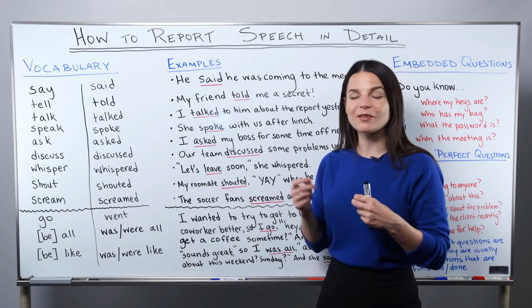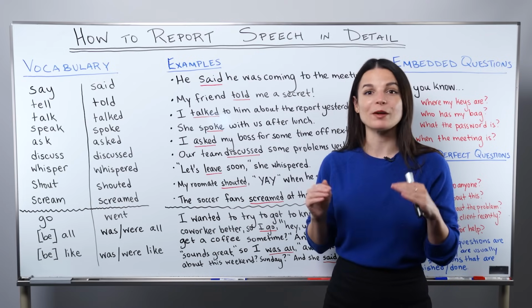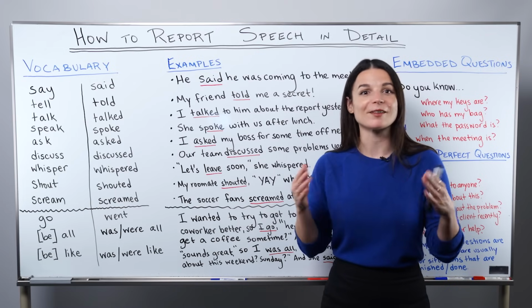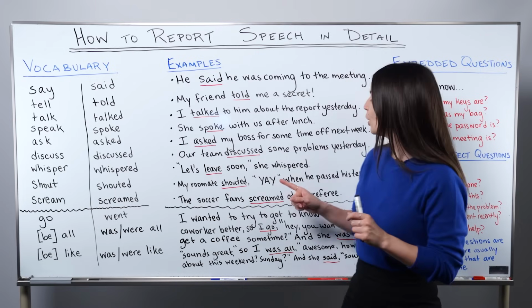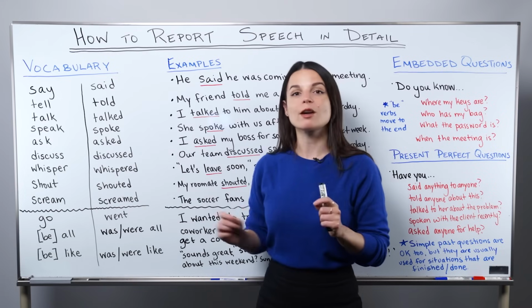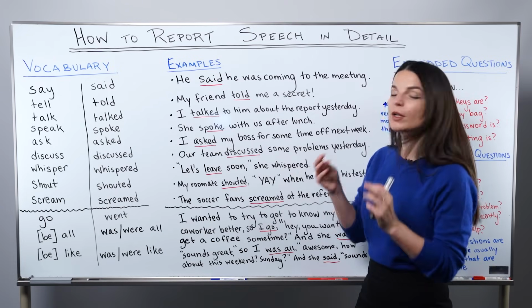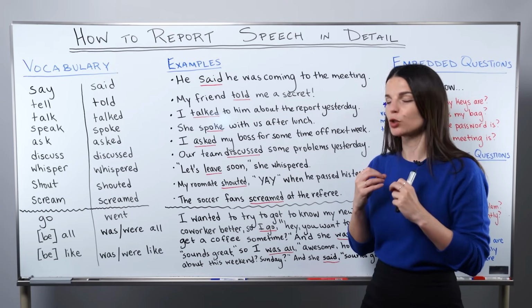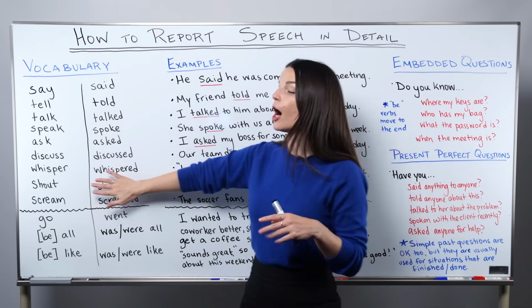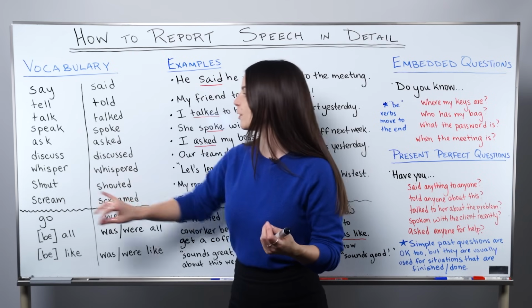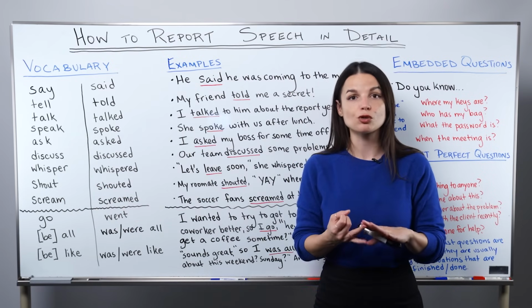So this might be very important for understanding the situation, especially in a book or in some kind of other story you're reading. So you can use whisper to talk about the manner in which someone says something. Okay, so we talked about a quiet voice, whisper, to whisper. Now let's go to the opposite end. So the last two verbs here are shout and scream.